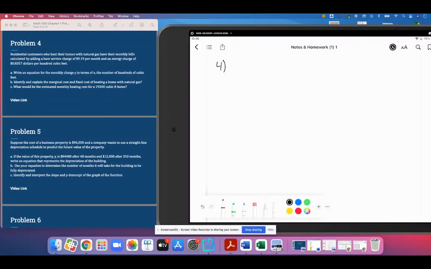Back with number 4, and we have residential customers who heat their homes with natural gas have their monthly bills calculated by adding a base service charge of $9.19 per month. And so that being a base service charge means that no matter how much natural gas someone uses in a month, even if they use zero, they're going to pay $9.19 just for having the service at their house.